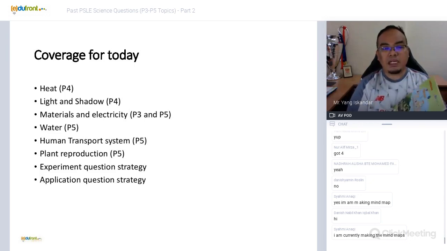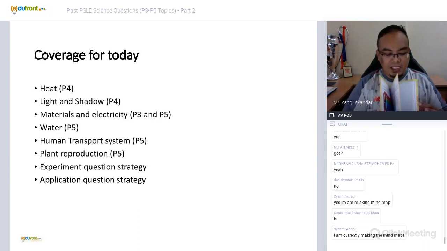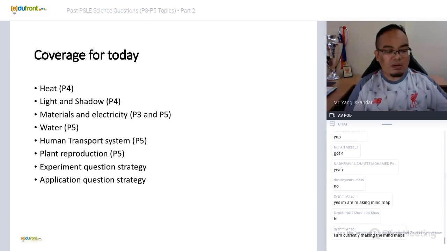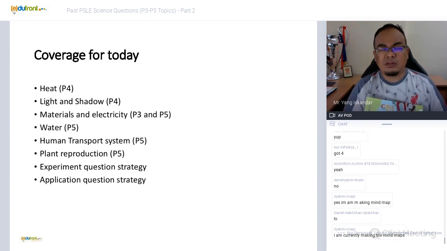And I also have some pages where you need to draw a mind map, because a mind map can help you recall and connect the facts and concepts more easily. But for those of you who are consistently scoring A's and A star, recalling facts, I think, is not so much of a problem.